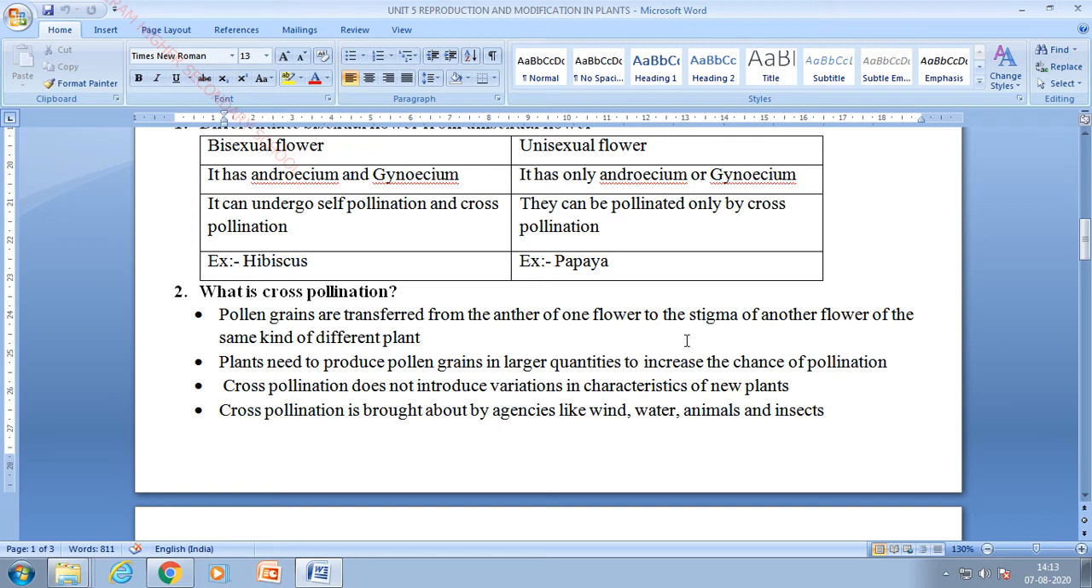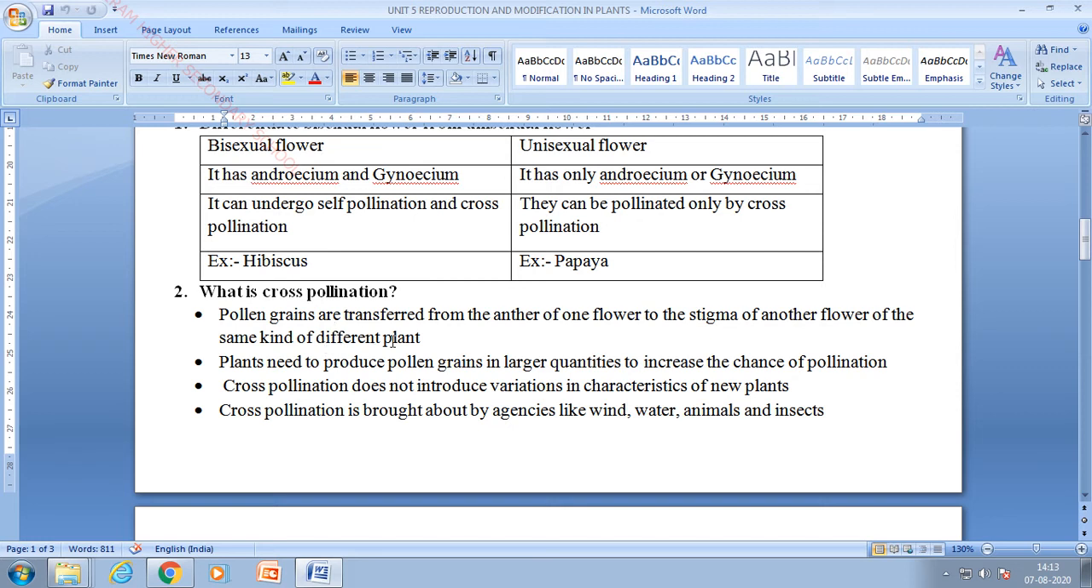For example, if the pollination is happening between unisexual flowers like papaya, the same papaya flower should be involved in the cross pollination process. So that's the thing, of the same kind of different plants. Here the papaya male flower will be present in one plant and the female part will be present in another, but both belong to the papaya plant only.